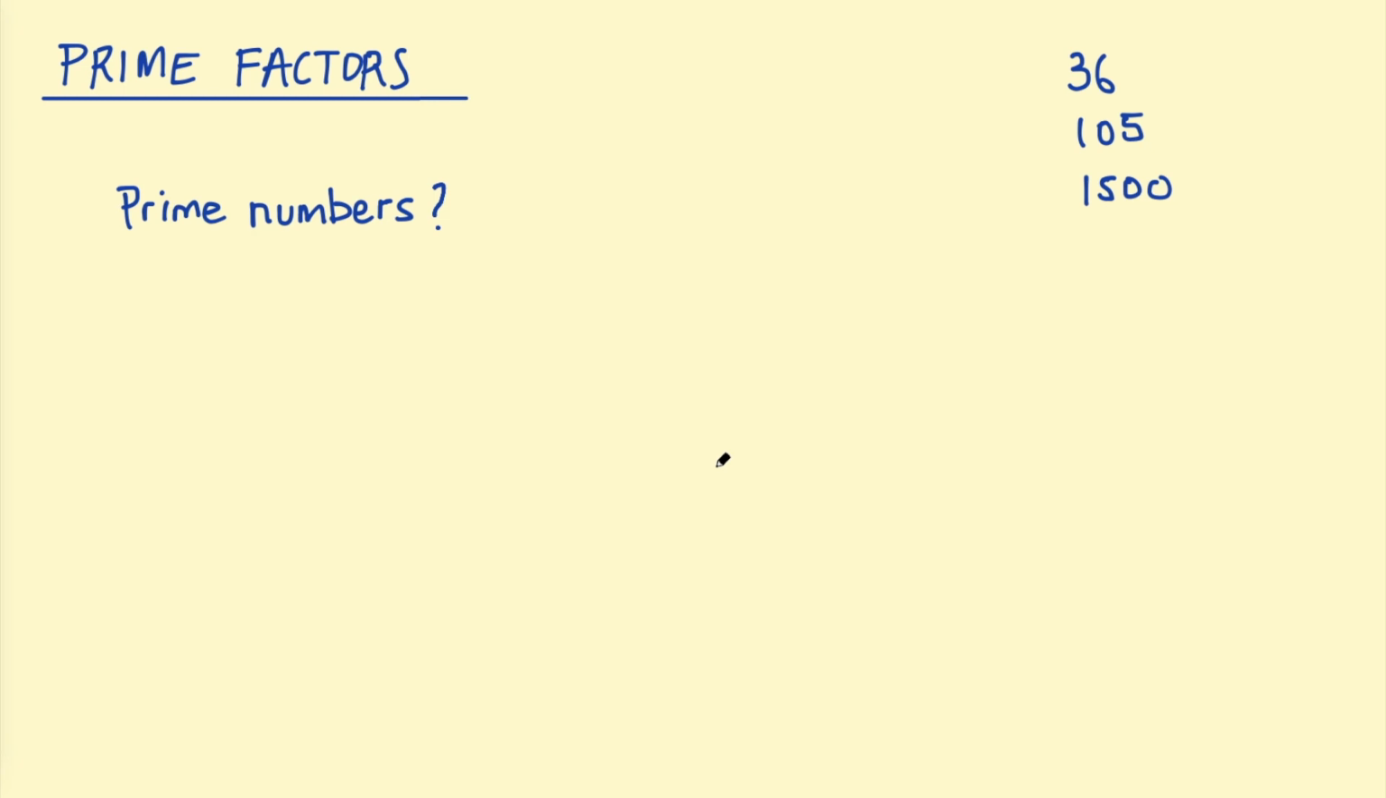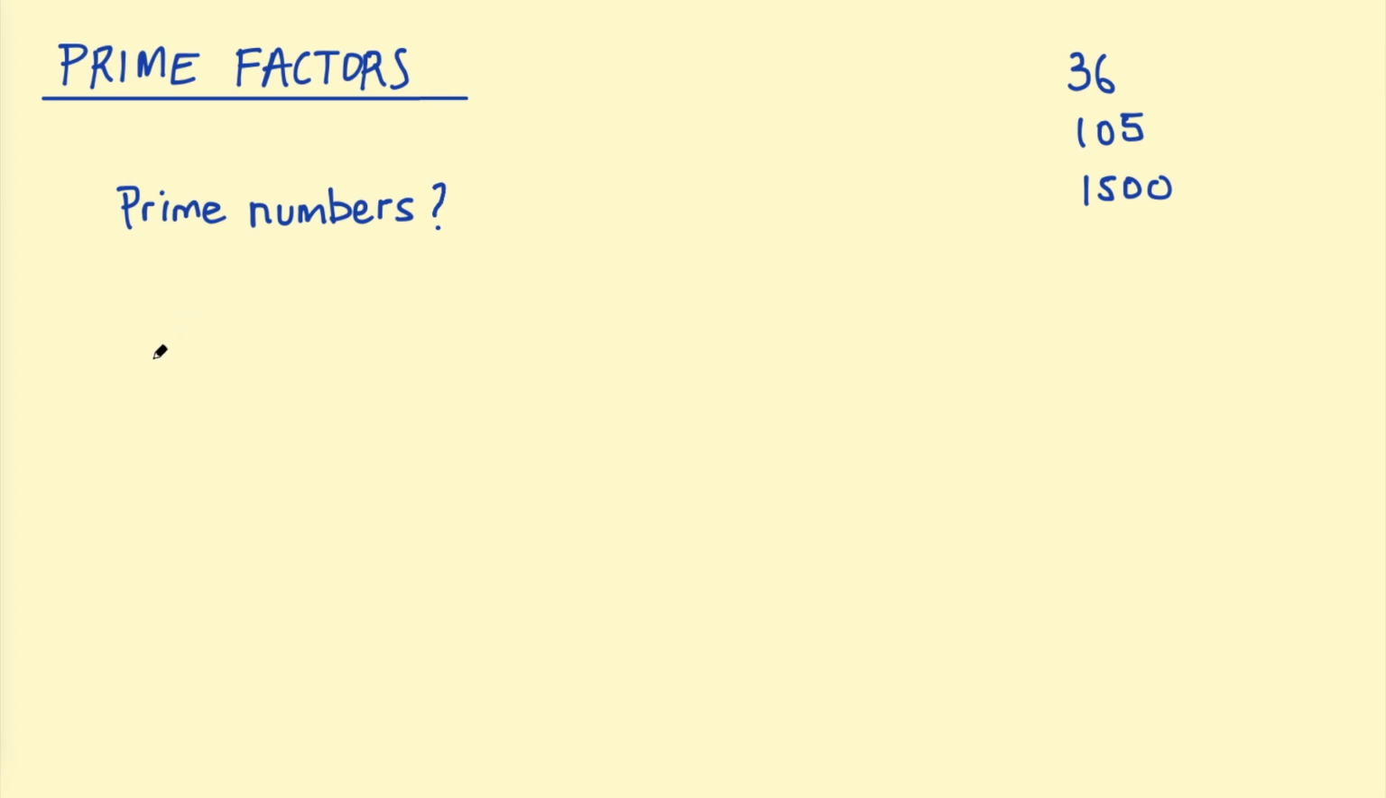In this video, we're going to be looking at how to find the prime factors of numbers such as these over here. To find prime factors, you first want to be able to answer the question, what are prime numbers? Prime numbers are numbers that can only be divided by 1 and themselves.